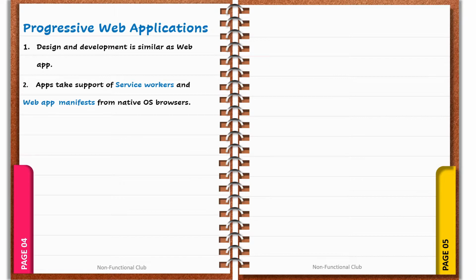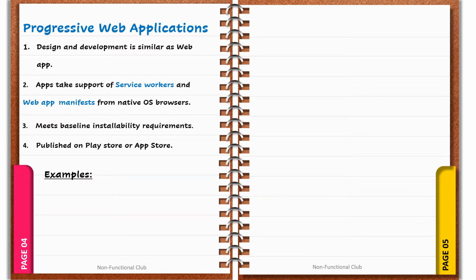Basically there are service workers and web app manifests which are hosted by native web browsers like Chrome or Safari. The PWA application is developed taking support of these two entities. PWA advances in terms of its install ability and still works as a web application. This can also be published on Play Store or App Store or any other repository store.